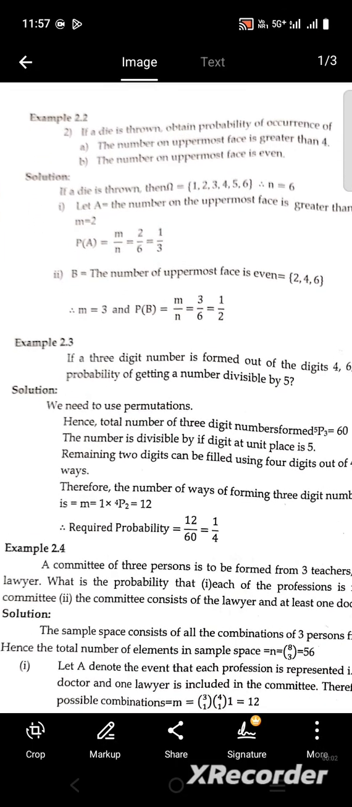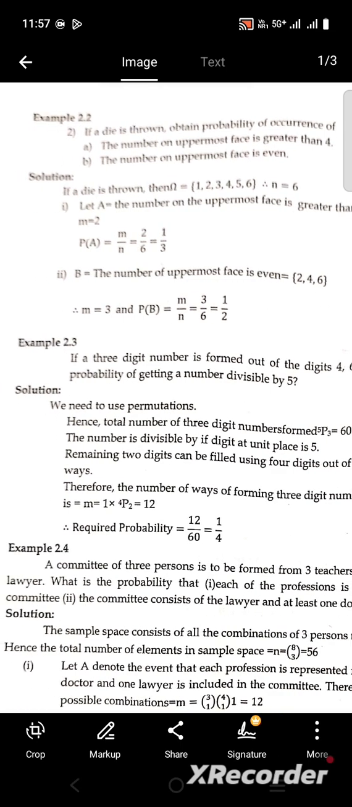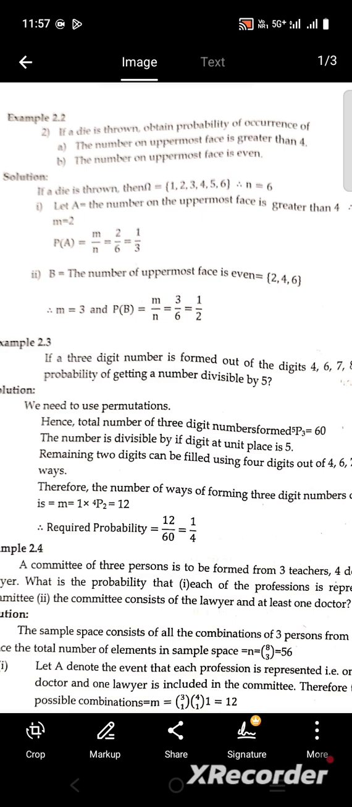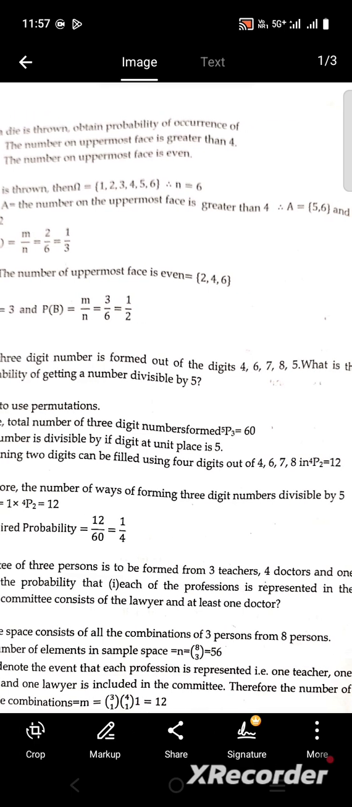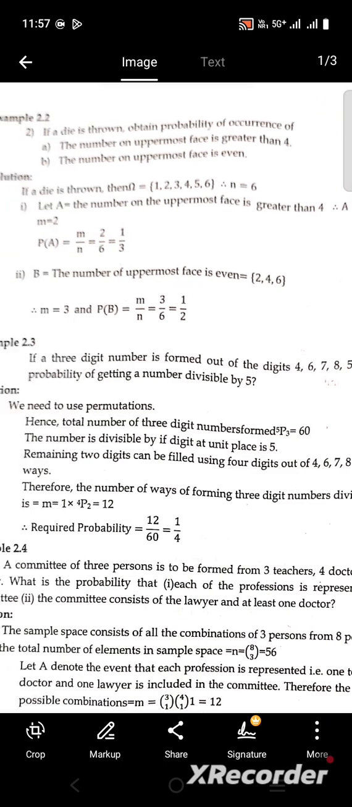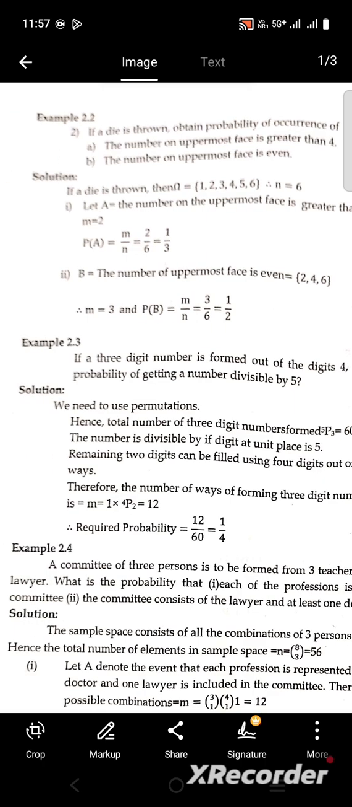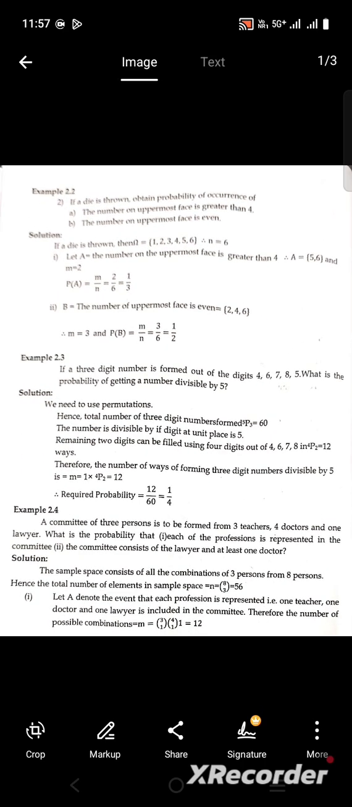Good morning. In this example we give some examples on the probability theory. Second example: if a three digit number is formed out of the digits 4, 6, 7, 8 and 5, what is the probability of getting a number divisible by 5? We find the solution of this example.